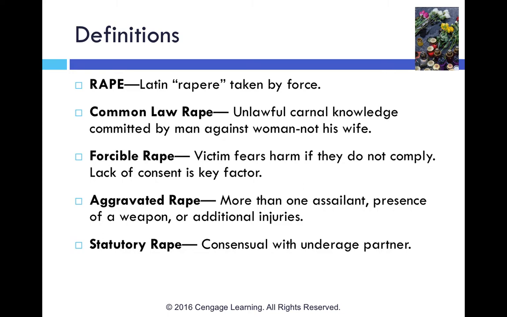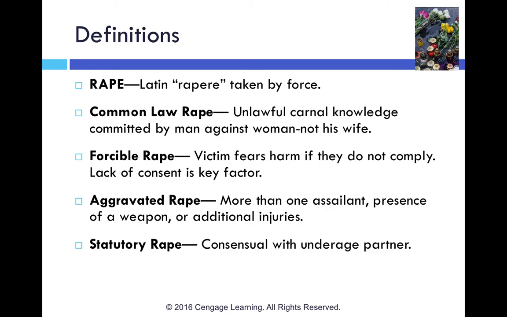Today we tend to talk more about forcible rape. We're talking about lack of consent and use of force. It is not gender specific anymore. Basically, the victim fears some harm if they do not comply. So the really key issue here is lack of consent. Aggravated rape generally means when there's more than one assailant, there's a weapon present, or there's some type of additional injury.